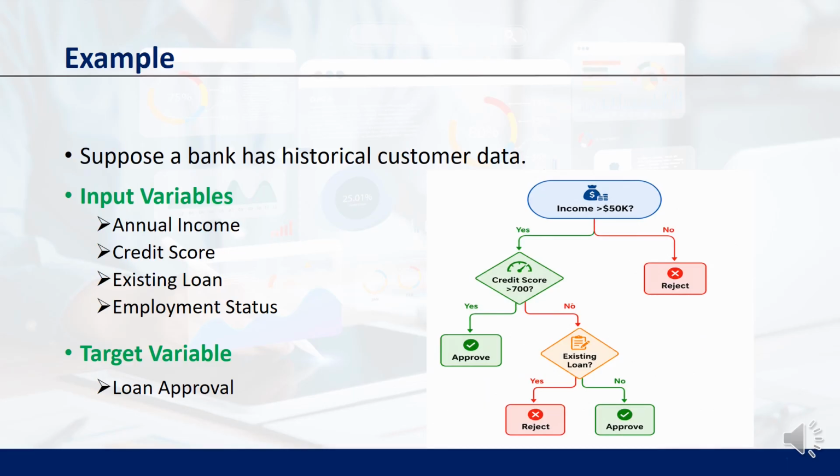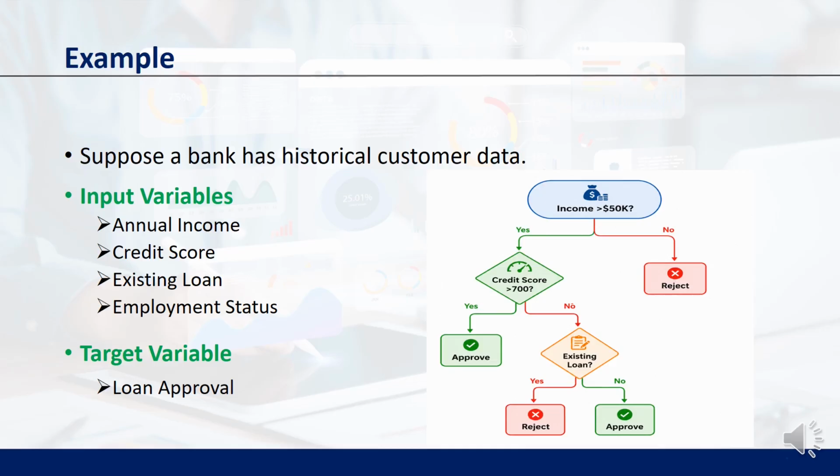This is an example of a loan approval process. Suppose a bank has historical customer data. The input variables include annual income, credit score, existing loan, and employment status. The target variable is loan approval.